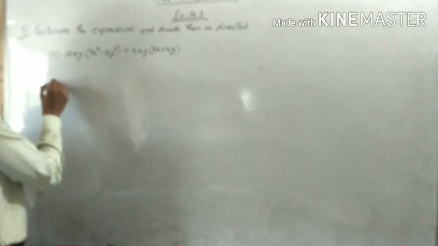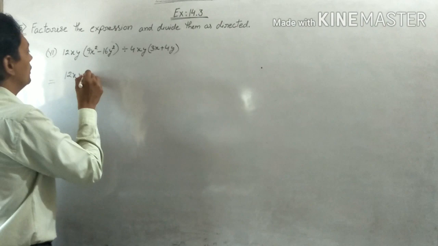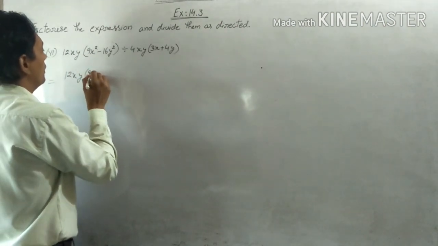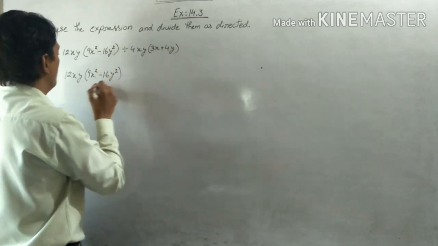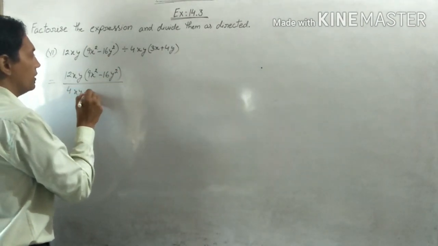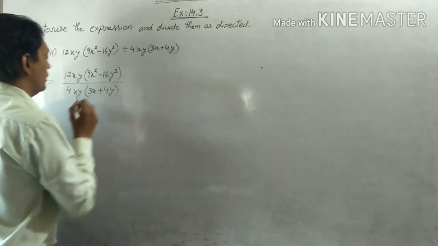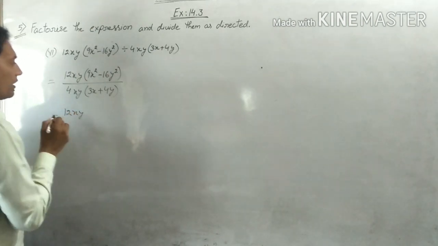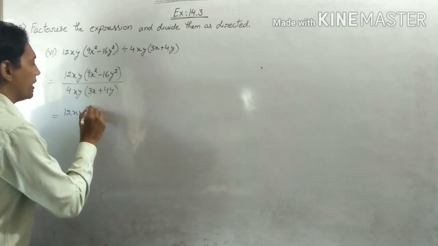Number 6. First of all, we will write them in the numerator and denominator format. So 12xy, 9x square minus 16y square, whole thing divided by 4xy into 3x plus 4y. Now see students, 12xy will write just like that, and this bracket part we can modify a bit.